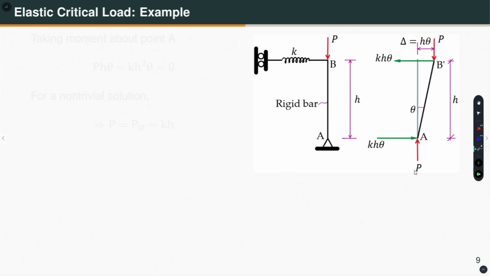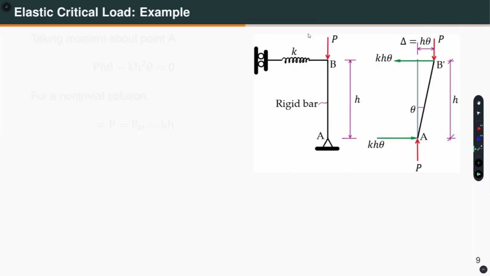Okay. Now let us talk about an example of how we do critical load analysis, elastic critical load analysis. This example you have seen before. We have a rod, rigid bar or rigid rod, which is connected to a spring like that, and then I am applying a vertical load P. As I said earlier, we have to consider the equilibrium in the deformed position to determine the elastic critical load. So, what I am doing, I am moving this away from this equilibrium position.